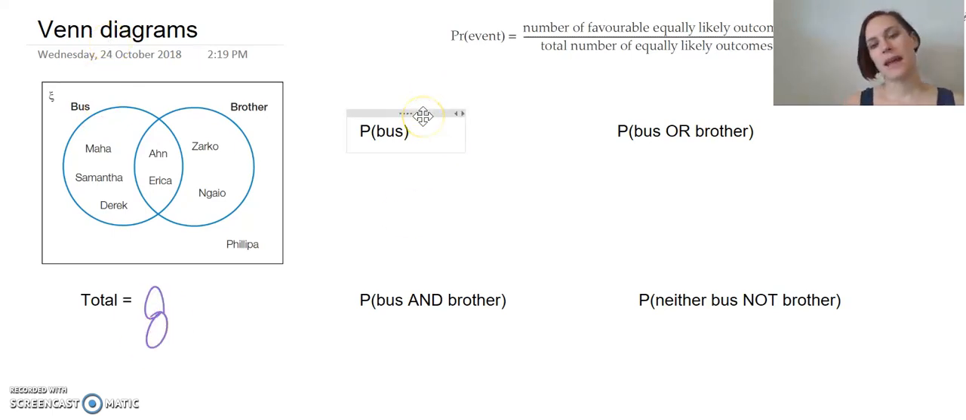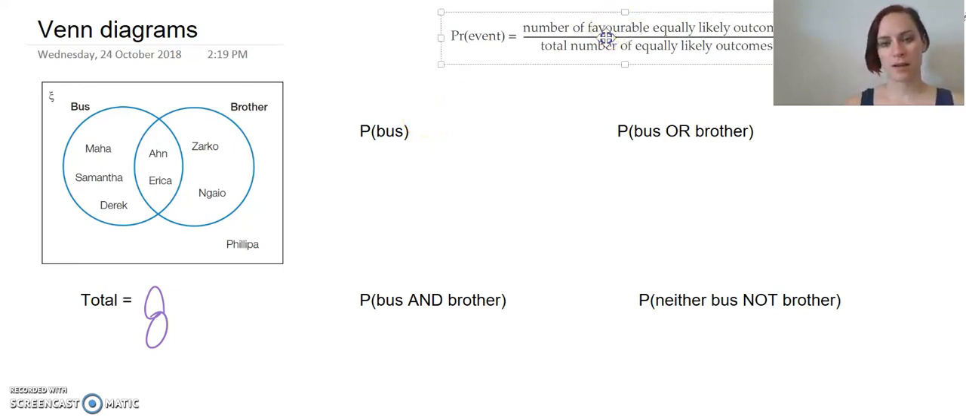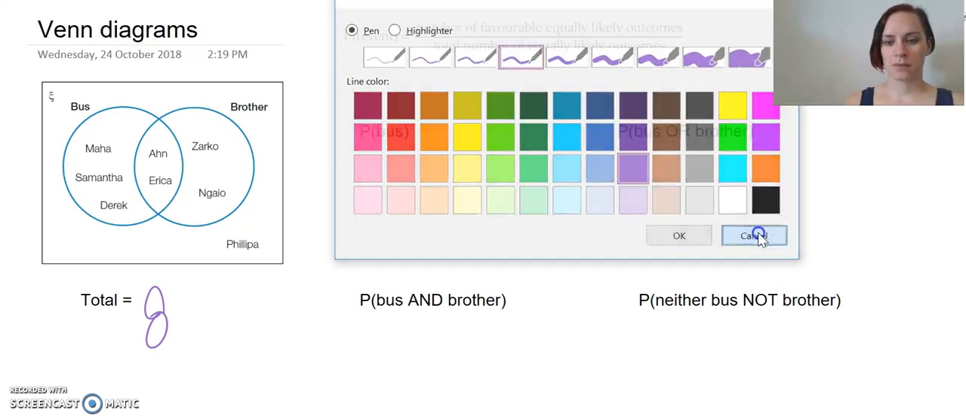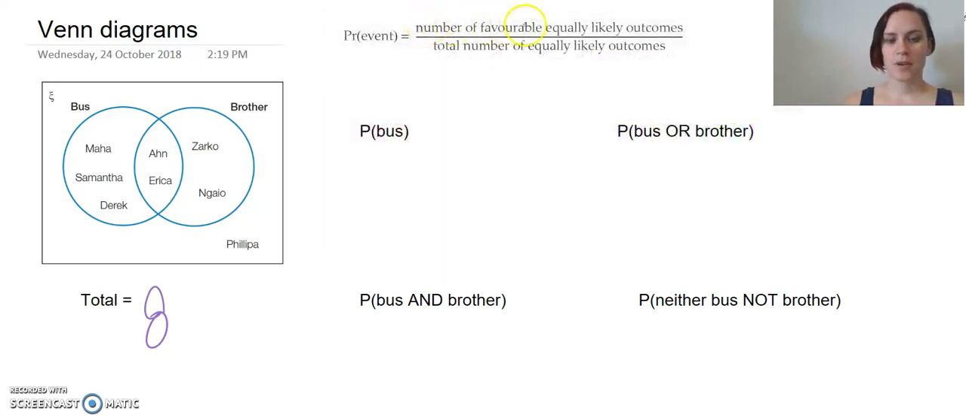And now we need to think about how we can find the probability of things. In this particular case, we're always coming back to the probability: the number of favourable equally likely outcomes divided by the total number of equally likely outcomes. So we can just think of how many we want, or how many we're looking for, divided by how many we had in total.